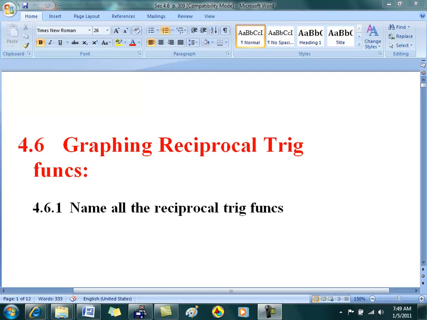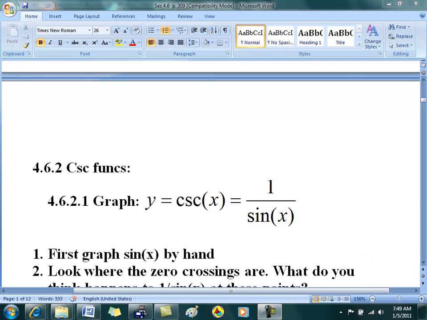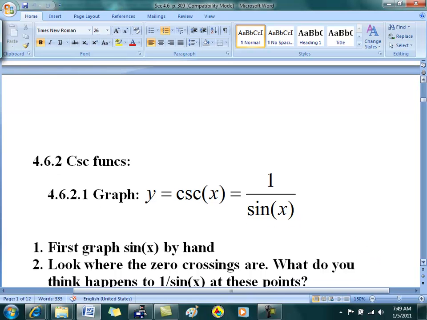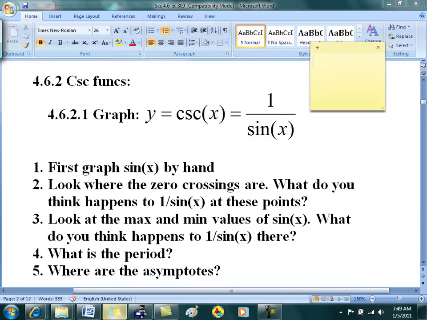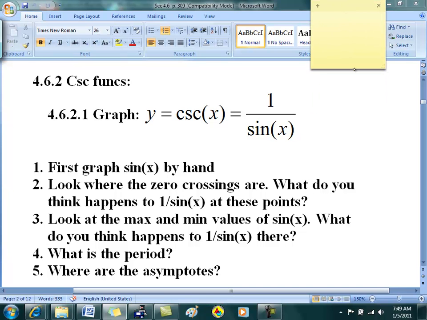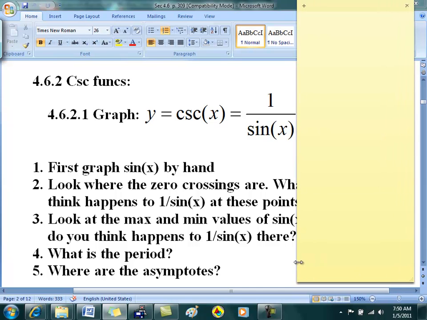All right, so we've gone through the naming of the reciprocal trig functions. You guys know all that. That's good. So we start out with the CSC function. Okay? So like you told me, CSC is the reciprocal of sine, right? 1 over sine. So what that means is that in order to graph CSC, you've got to graph the sine function. Well, we know the sine function, don't we? Everybody okay with doing a sine function?